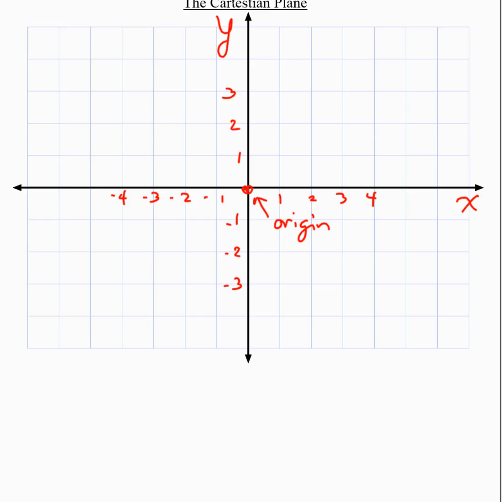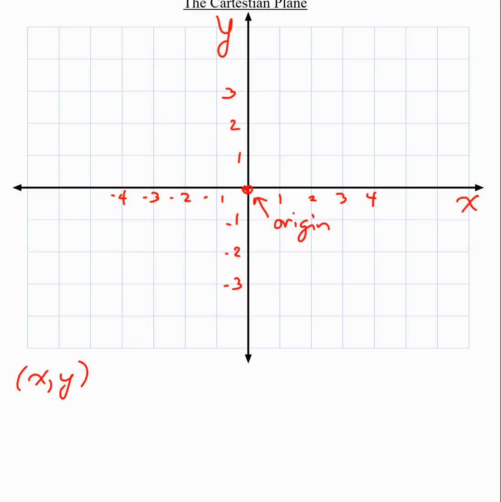When I label, I usually label below the x-axis and to the left of the y-axis. Anything to the right is positive, anything to the left is negative. On the y, anything above, up, is positive, anything below, or down, is negative. And then, as I said, coordinates are always x comma y.